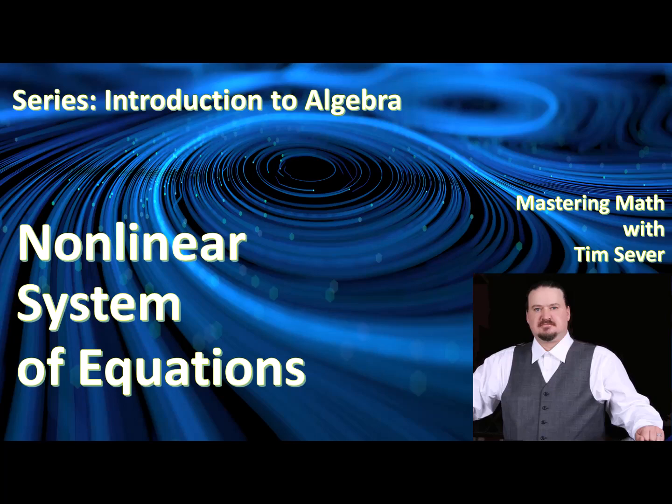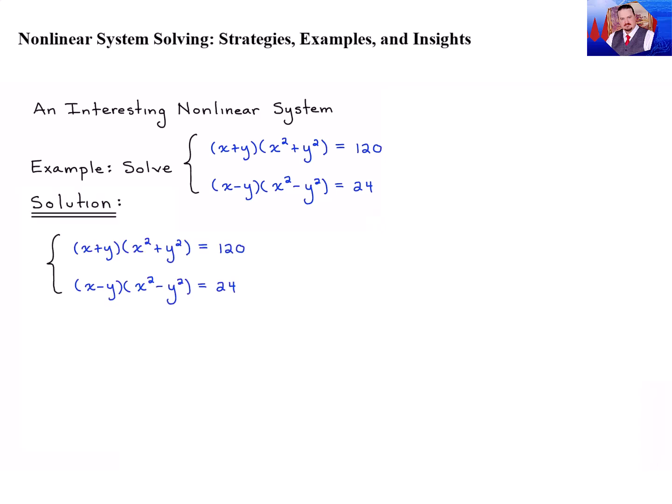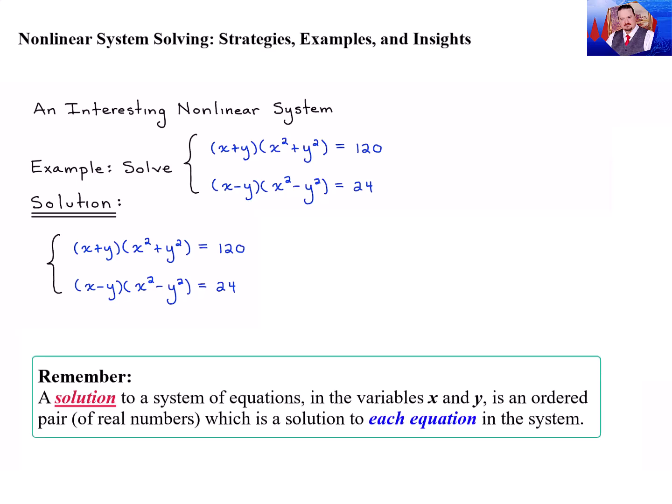In our Introduction to Algebra series, today we're going to be looking at a nonlinear system of equations. Okay, let's take a look at the following nonlinear system. Here you see we have two equations which comprise the system. We're going to try to solve the system simultaneously. What that means in this case is that we want to find all real solutions to the system. And again, these solutions would be ordered pairs of real numbers.